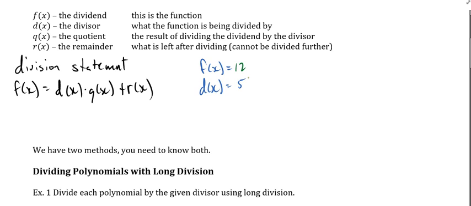What does this mean? It means we're going to do 12 divided by 5. We're going to do it the old long division way. Just watch. I don't know that you have to write this down. You can write it down after if you want.